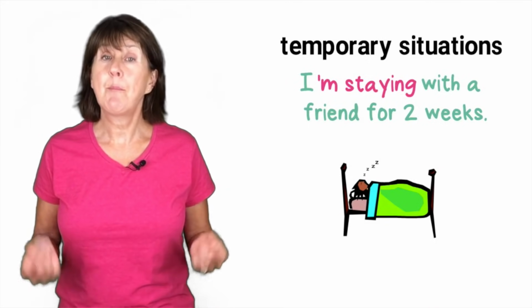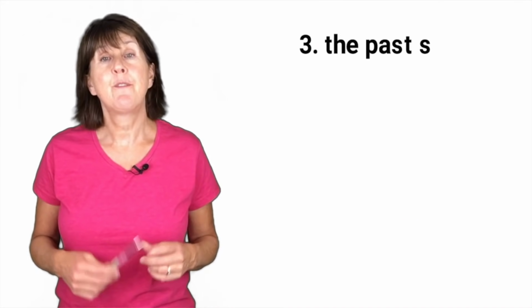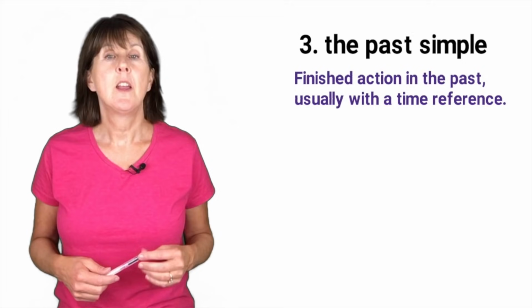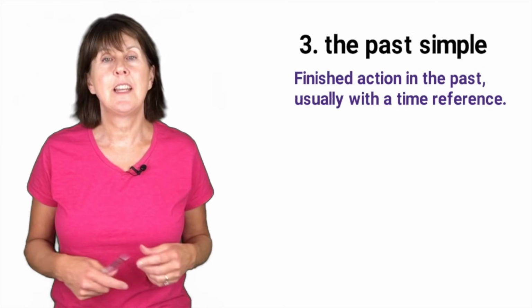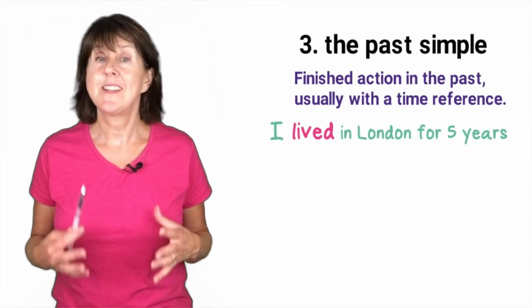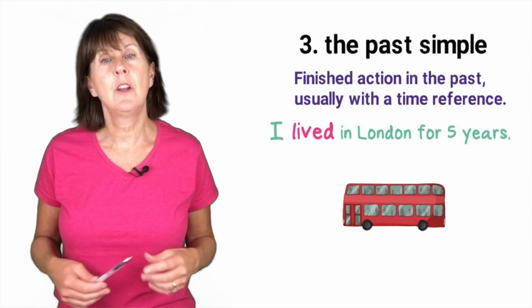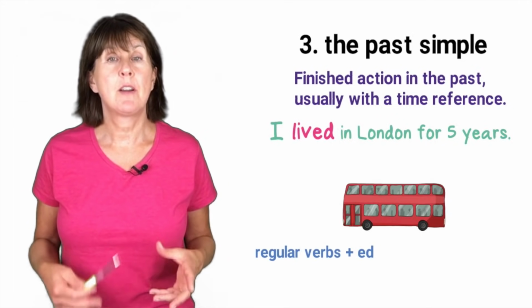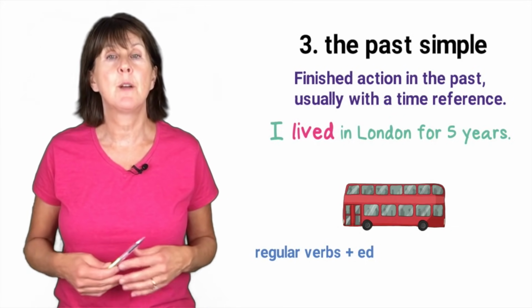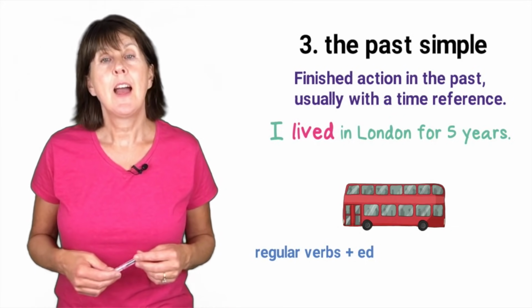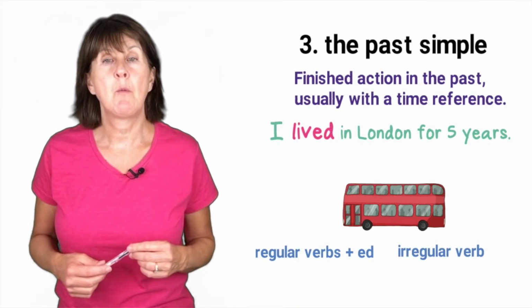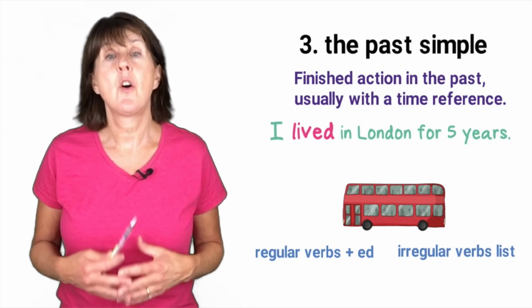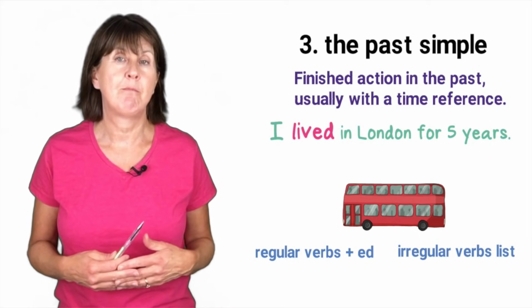Okay, so now let's look at the past simple. This is used for finished action in the past, and usually there's some kind of time reference included. So for instance, you could say, I lived in London for 5 years, and this means that it's now finished. You're no longer living in London. So with regular verbs, we simply add ed to make it the past simple, as in this case, live is a regular verb, so the past simple is lived. And for irregular verbs, there's a list on my website and you can check out the link down below to get that. There are lots of irregular verbs and you just need to learn them.